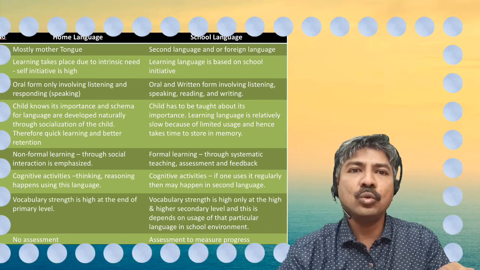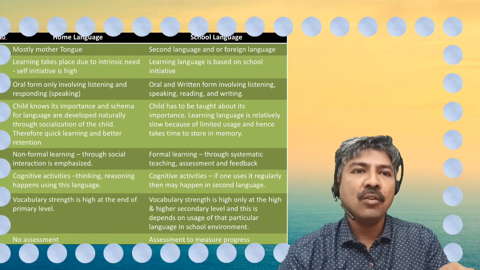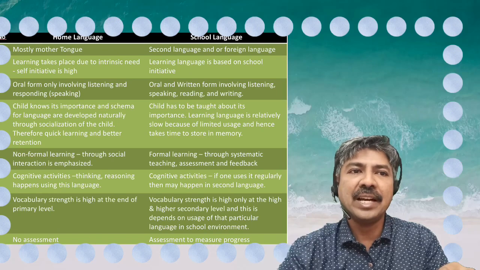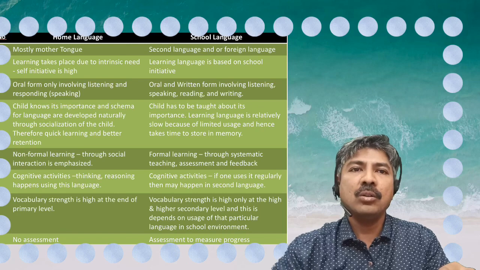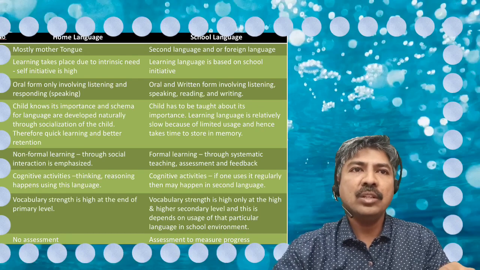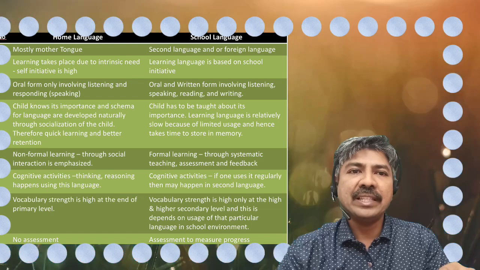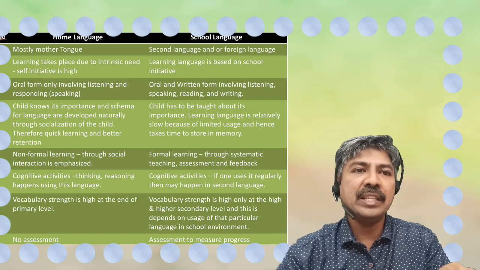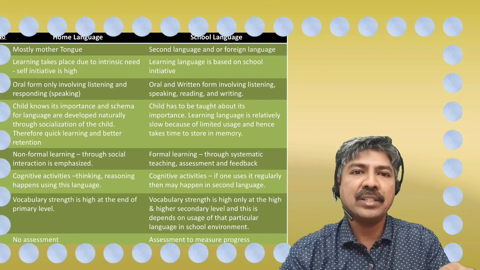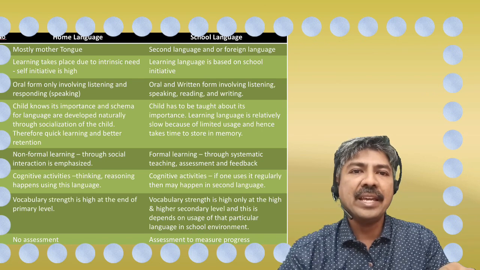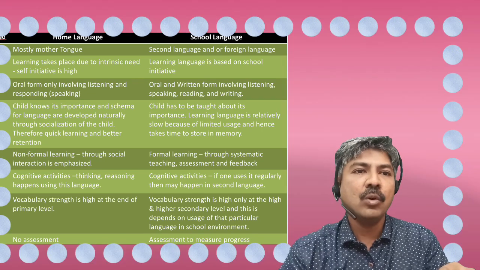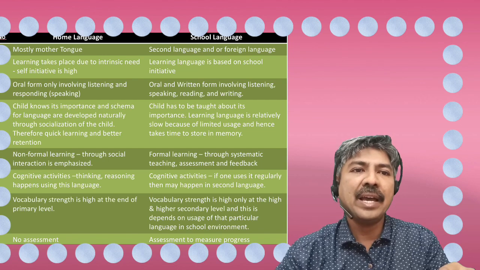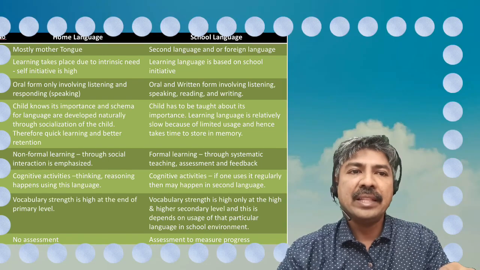Non-formal learning, that is through social interaction, is emphasized. Formal learning through systematic teaching, assessment and feedback is done in school. Cognitive activities like thinking, reasoning happen using this language. Cognitive activities, if one uses it regularly, may happen in the second language. Vocabulary strength is high at the end of primary level itself. Vocabulary strength is high only at high and higher secondary level, and this depends upon the usage of a particular language in school environment.